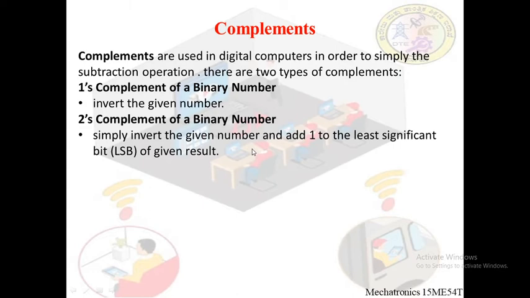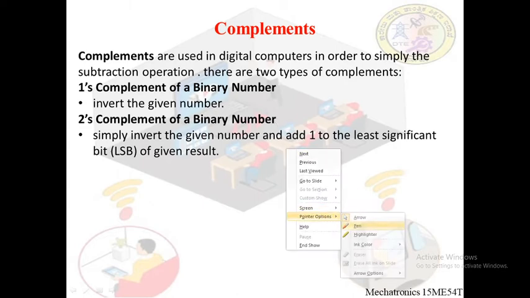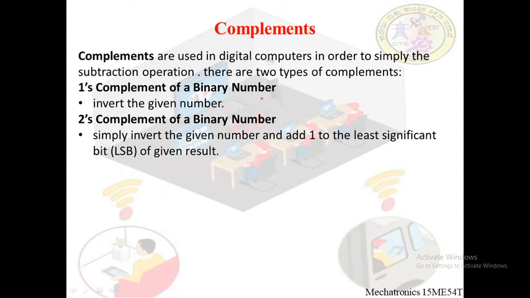There are two types of complements: ones complement and twos complement. These two are the methods wherein we can perform subtraction of two binary numbers by doing simple addition. Ones complement of a binary number can be found out by just inverting the given number.